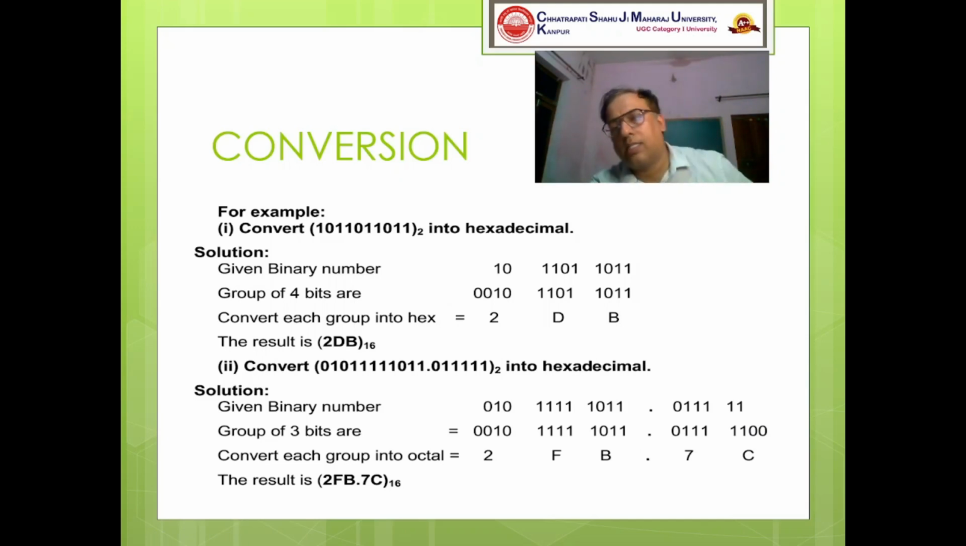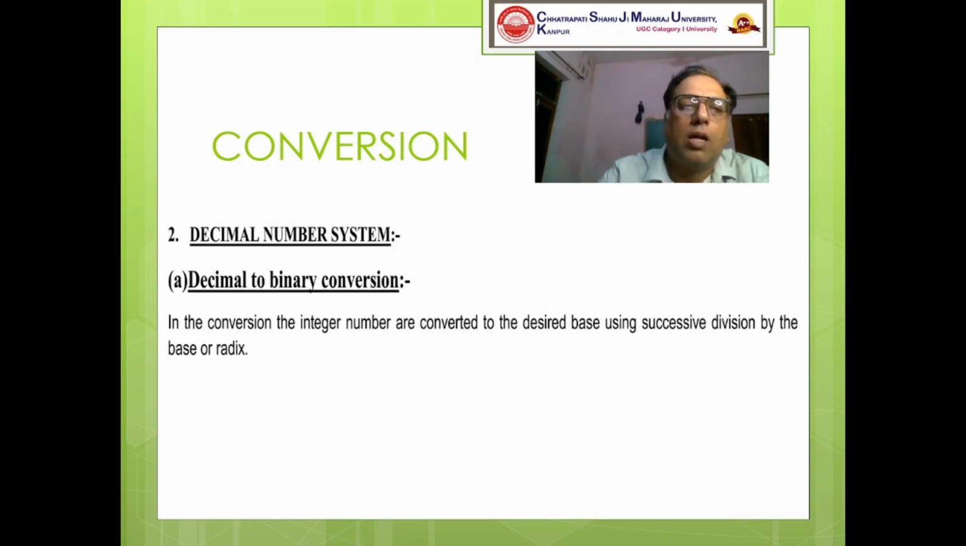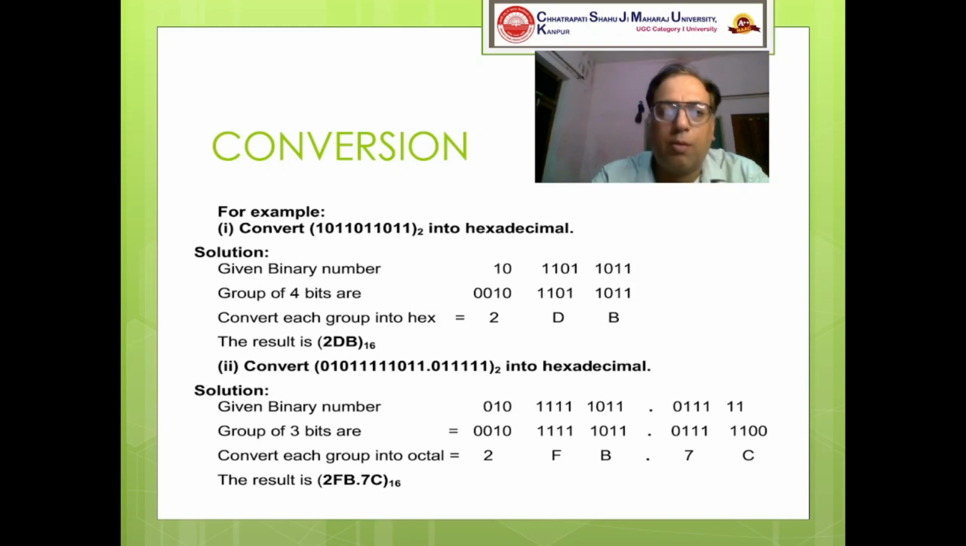Now convert this 4-bit binary into the equivalent hexadecimal. That will give you BF2 point, and after the point 7C. So the hexadecimal equivalent of the given binary number is 2FB.7C at the base of 16. Now, this was all about the binary conversions: binary to decimal, binary to octal, binary to hexadecimal.